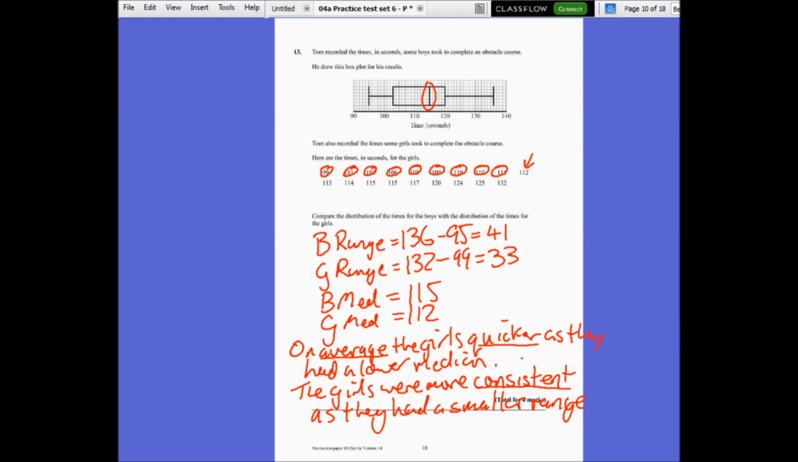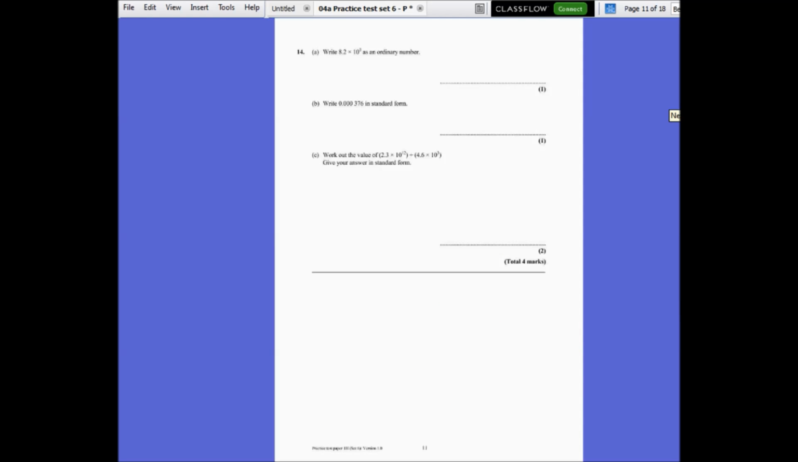Question 14. Write 8.2 times 10 to the power 5 as an ordinary number. This just means times 8.2 by 10, 5 times. So we would end up with 82 and then 4 zeros. 820,000.